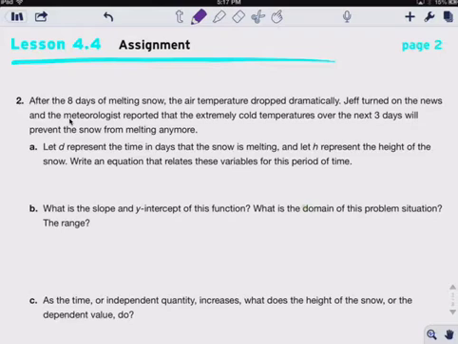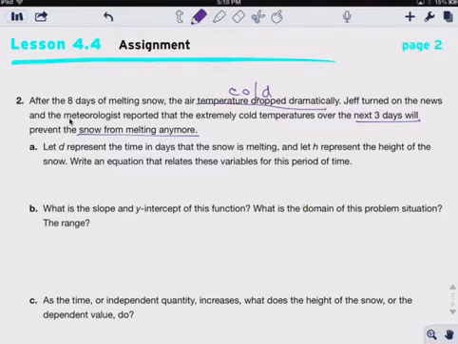I'll stand up. After 8 days of melting snow, the temperature dropped drastically. That means it got colder. The temperature dropped, I mean it got very, very cold, because it dropped dramatically. Jeff turned on the news, and the meteorologists report that the extremely cold temperature over the next 3 days will prevent snow from melting. So for 3 days, the snow will not melt. That means the snow height stays where it is for 3 days.